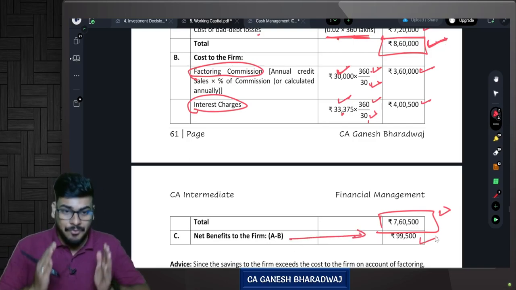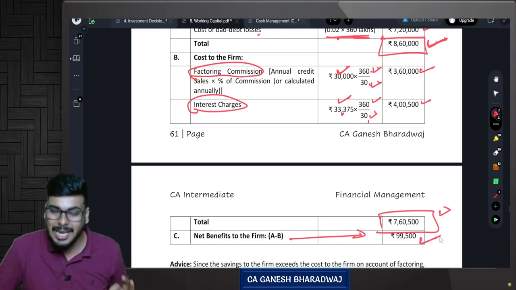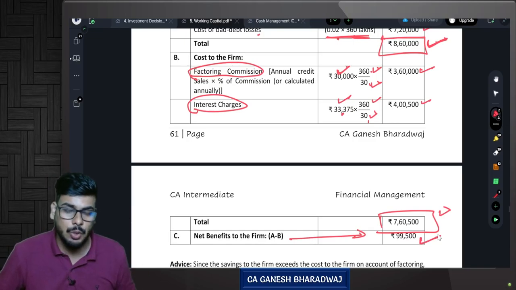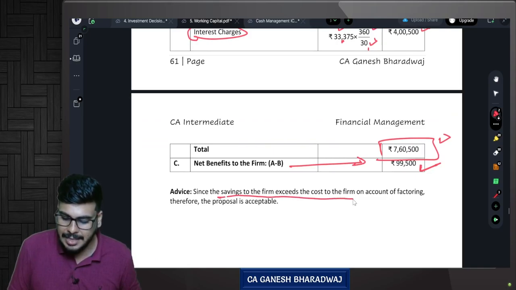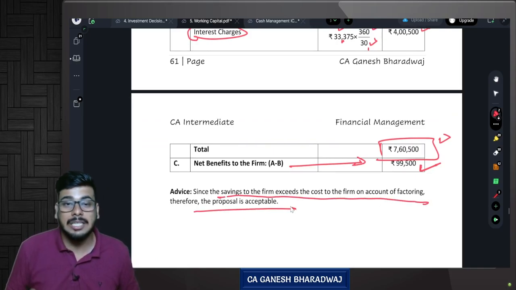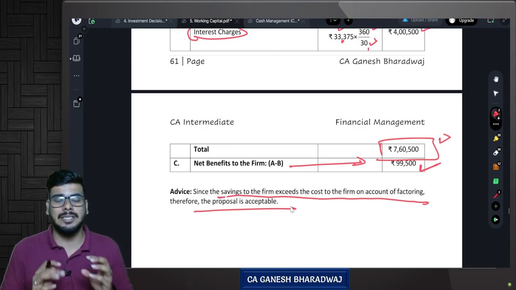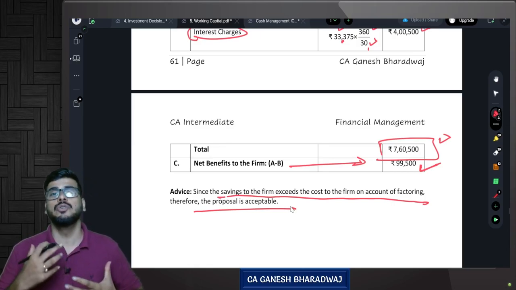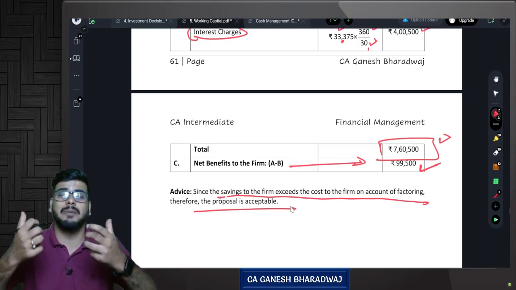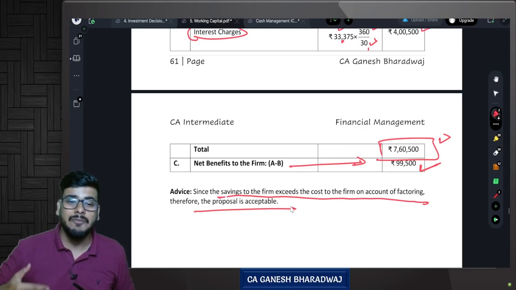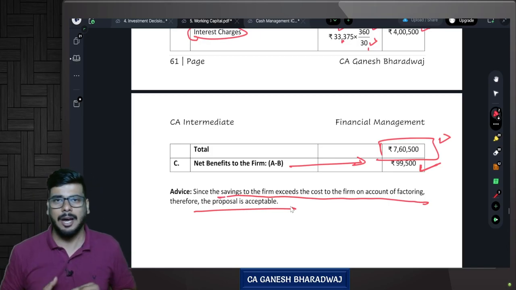In other words, if you go for this factoring method of funding, you will gain a net amount of 99,500. So is it worthwhile to go for factoring or not? Yes. Since the savings to the firm exceed the cost of factoring, the proposal is acceptable. Are you clear with this? So basically, factoring is almost similar to the bill discounting concept, discounting of bills of exchange. But here it is done by a third party called a factor, who charges a commission and also charges interest, and he deducts all these upfront. Are you clear with this?